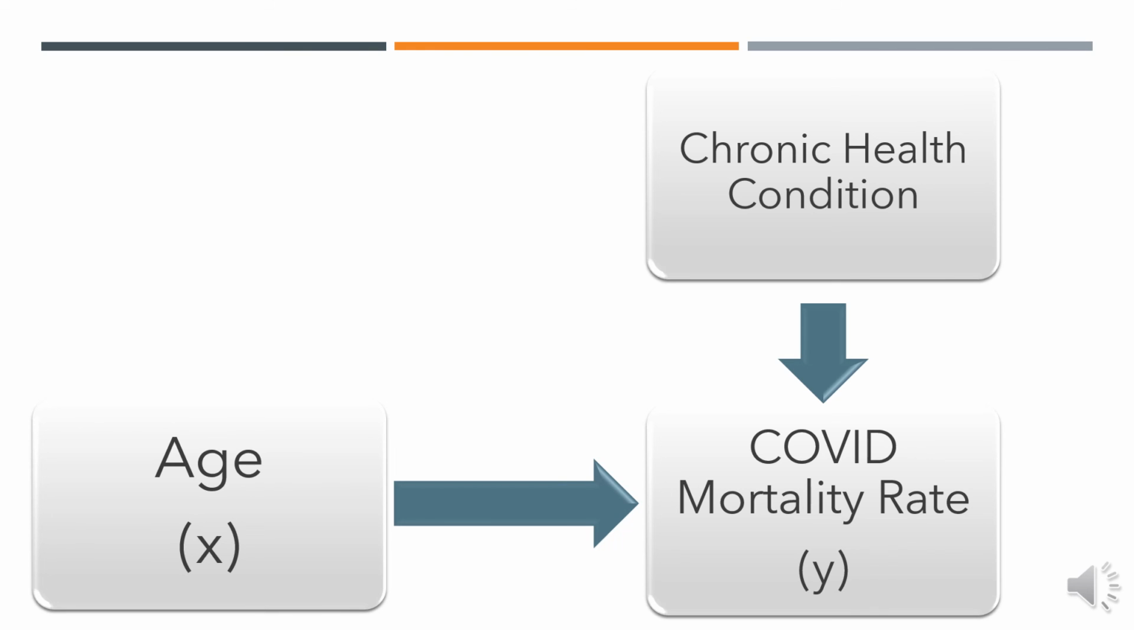We also know people with chronic health conditions, regardless of their age, also have higher mortality rates. And as people grow older, they are more likely to have chronic health conditions, particularly if they're older than 75. So is it really age that is driving this relationship, or is it the presence of a chronic health condition? With correlational research designs, we're not able to answer questions of cause and effect. All we can do is look at the relationships between these variables.